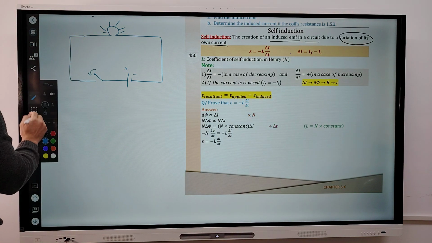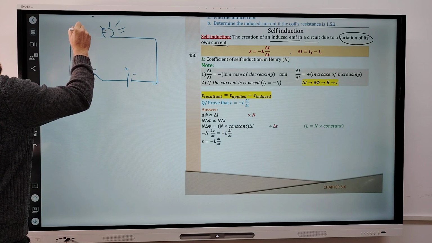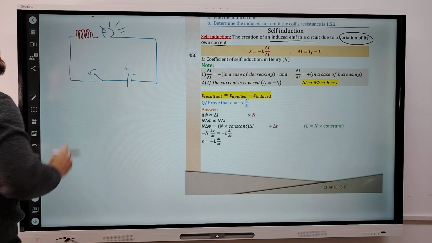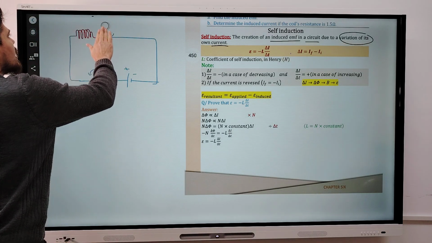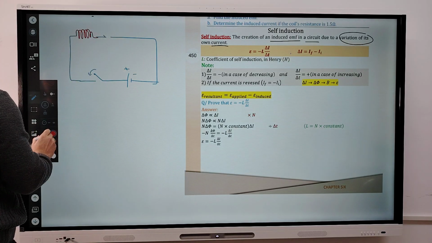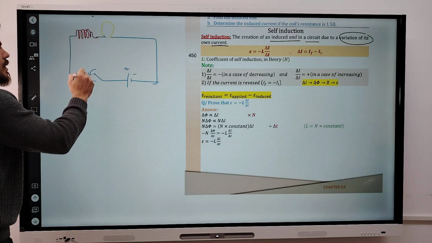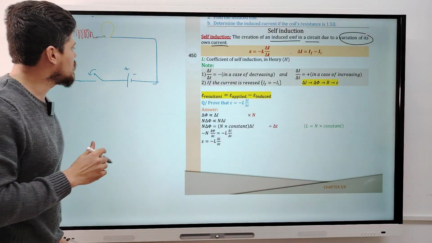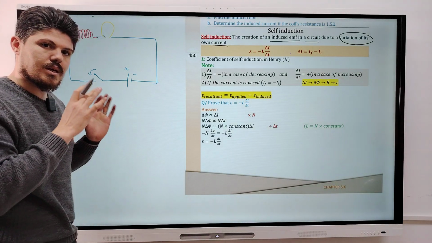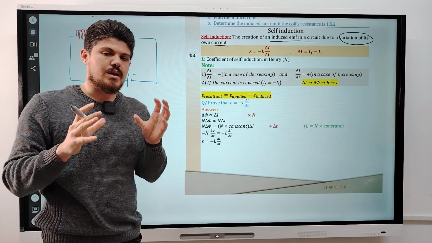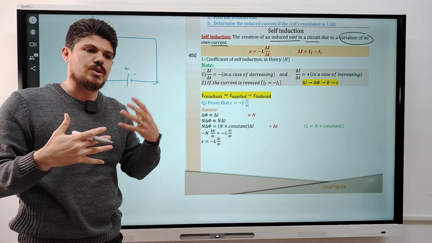For example, if we connect self-inductance, for example like this, what is this? This is self-inductance, an inductor. If we connect the inductor here with the light bulb, look, this is the light bulb. Look, when we close the switch, what will happen? The current increases. What happened to the current? It increases. So whenever the current in the coil or in the inductor increases or decreases, the magnetic field also increases and decreases.